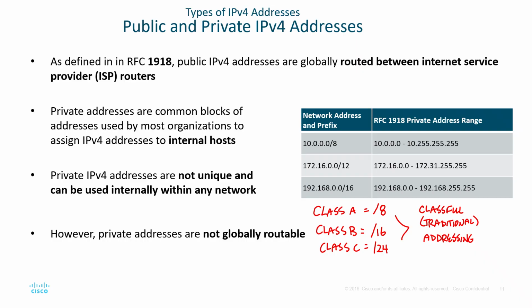As you see here, it goes from 16.0.0 to 31.255.255. And lastly, the 192.168.0.0/16 again means only some of it is private and some of it is public.